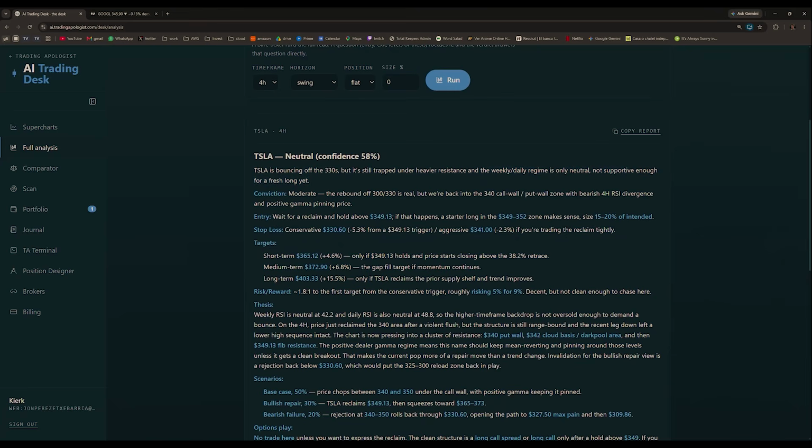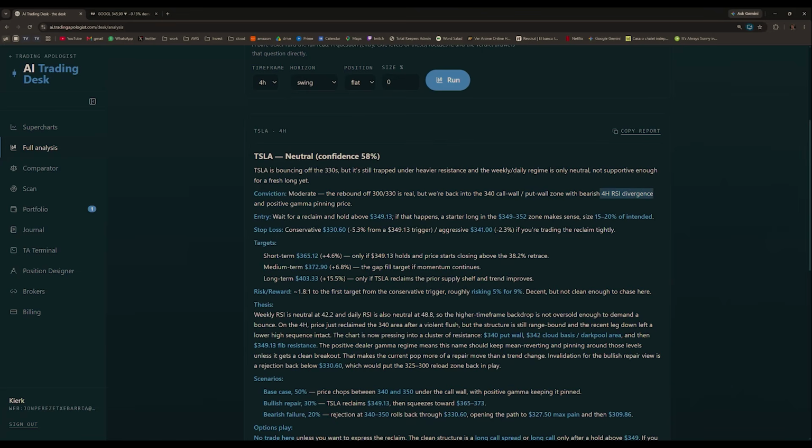The conviction is moderate. The rebound off the 300 or 330 is real, but we are again back on the call wall. And these are nice things that we can do here that we cannot do in TradingView. We do not see those walls in TradingView, right? And then again, we have a 4-hour RSI divergence with positive gamma pinning on the price.